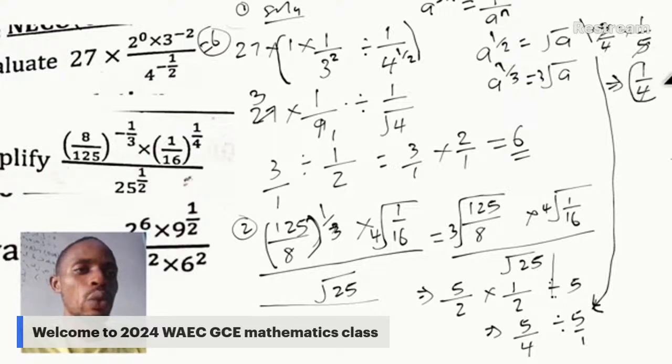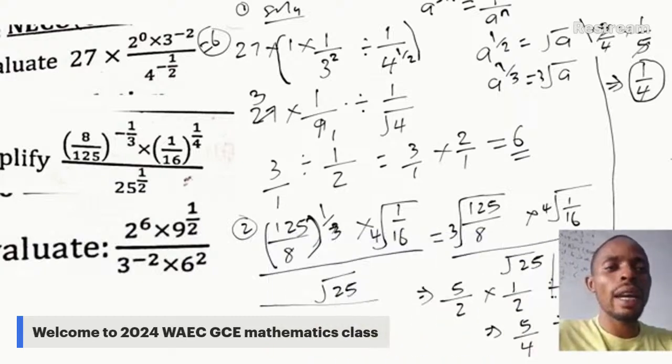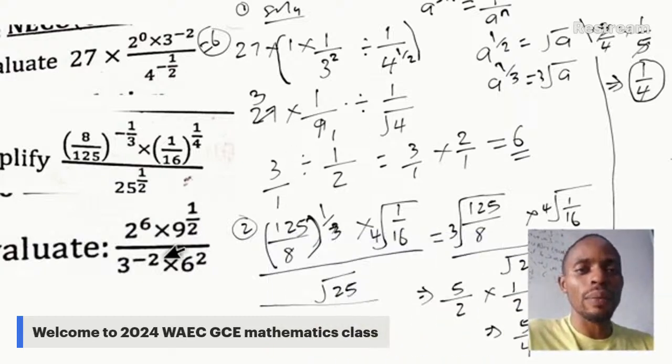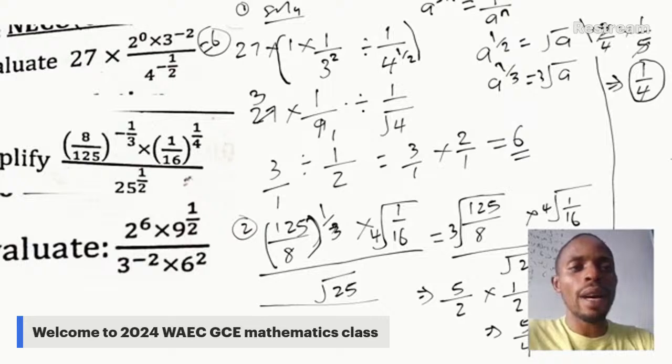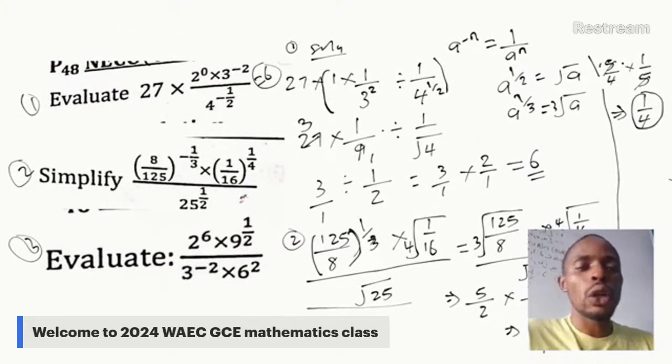So the answer to question 2 is equal to 1 over 4, and the answer to question 1 is equal to 6. So therefore now guys, you go ahead and solve this question 3. Let me bring it back here. You go ahead and solve this question 3 as a classwork.